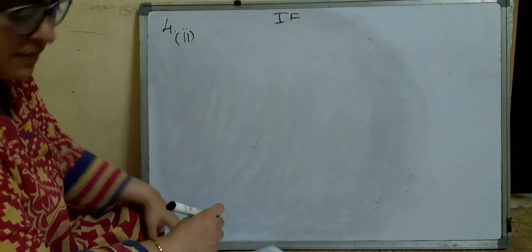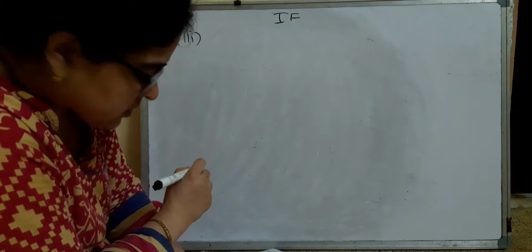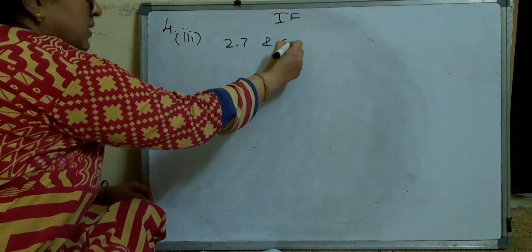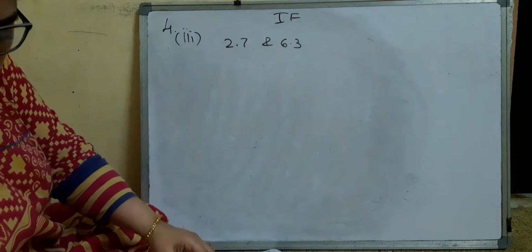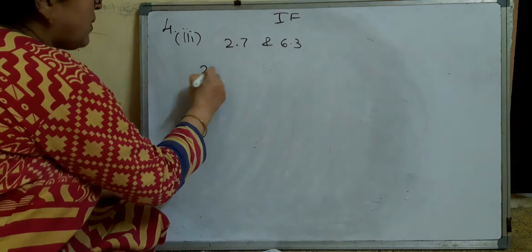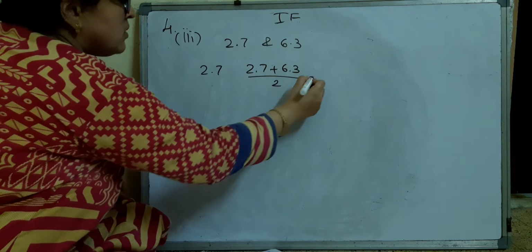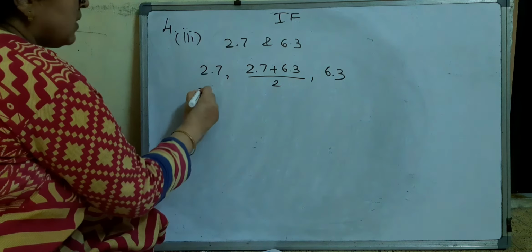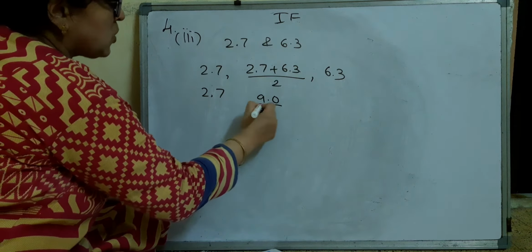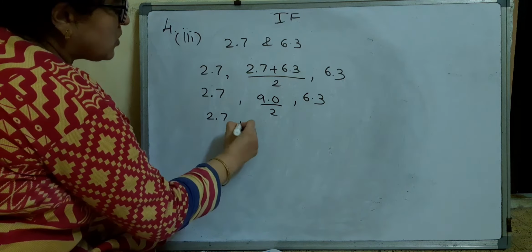Now the third one. The question is 2.7 and 6.3. So addition of 2.7 plus 6.3 upon 2. 2.7 plus 6.3 is 9.0 upon 2, so 9.0 upon 2 is 4.5.